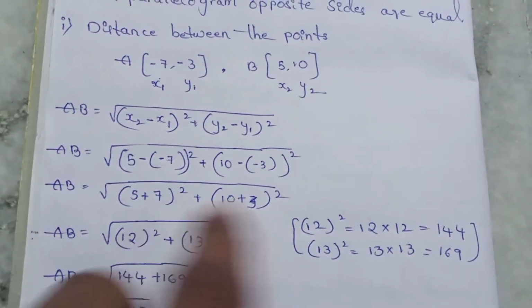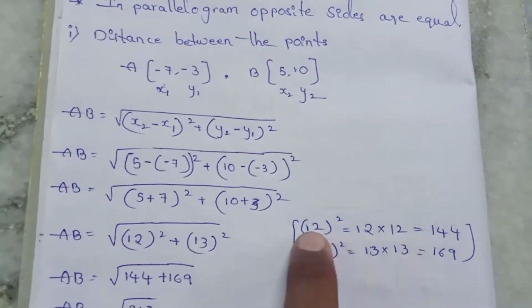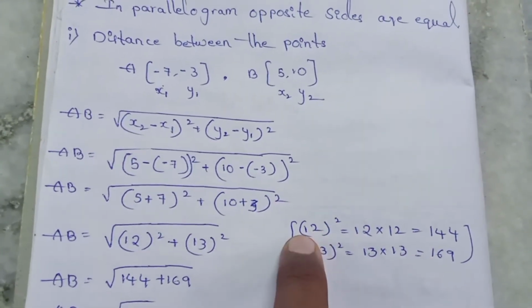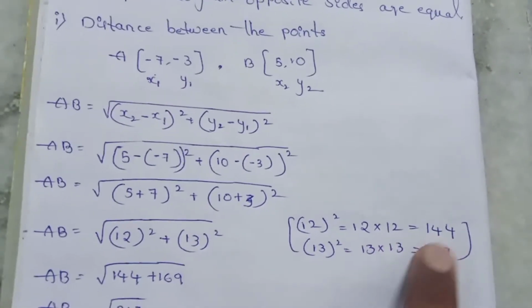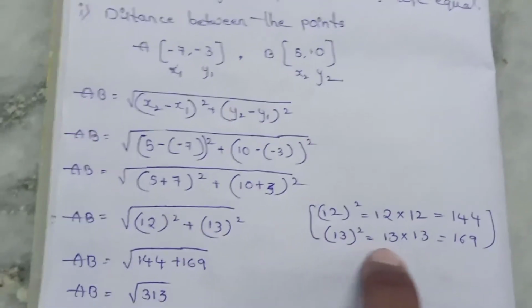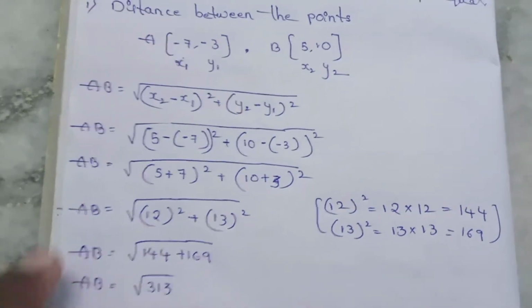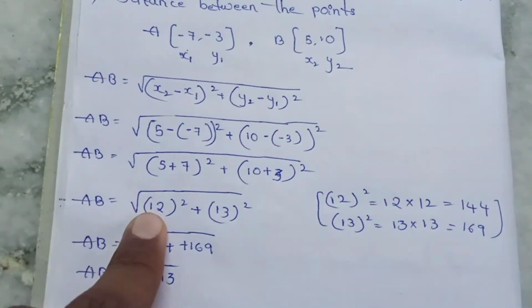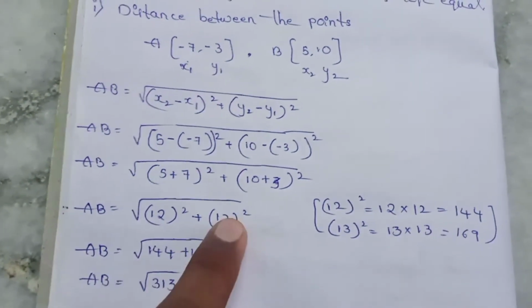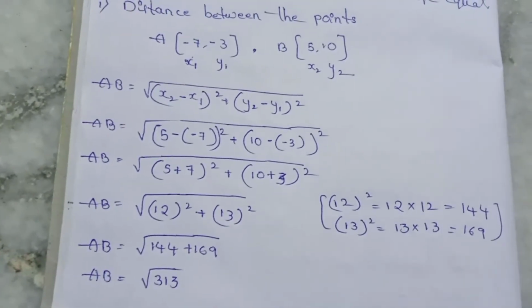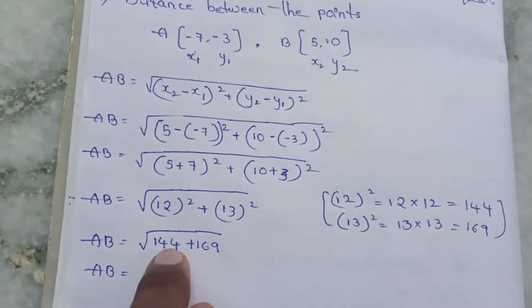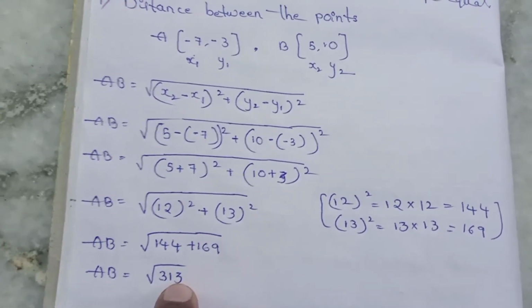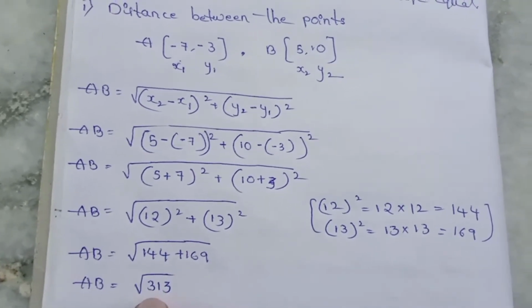Now 12 whole square can be written as 12 into 12, that means 144. 13 square is nothing but 13 into 13, which is 169. In the place of 12 square I have written 144, and in the place of 13 square I have written 169. Root of 144 plus 169, that means 313. So AB equals root 313.